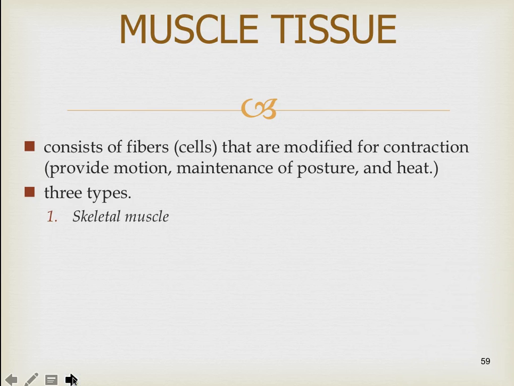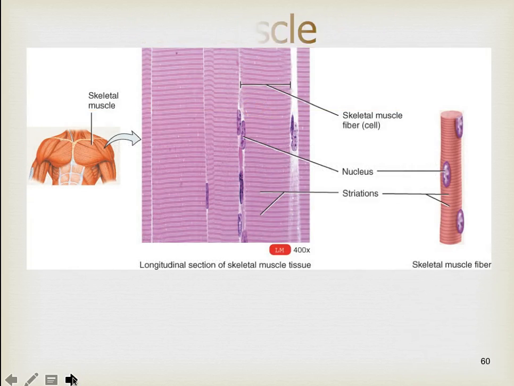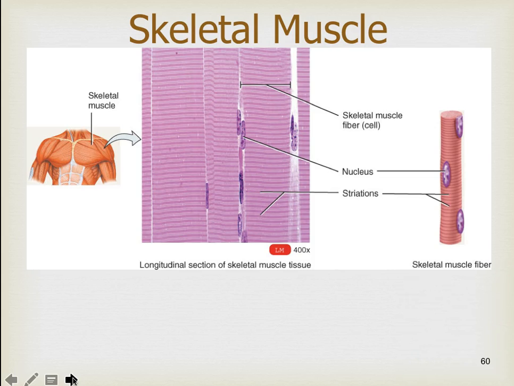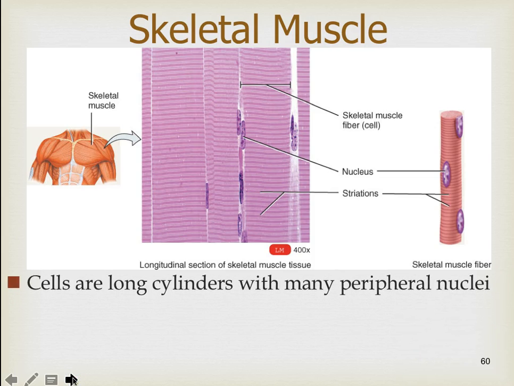You have 3 different types: skeletal, cardiac, smooth. Again, I'm just going to introduce these to you in very brief terms right now. We will spend much more detail on them a little bit later this semester. All right, so the first type is skeletal muscle. These cells are long, cylindrical. As you're developing, growing inside the womb, you have different cells that come together and fuse into one.